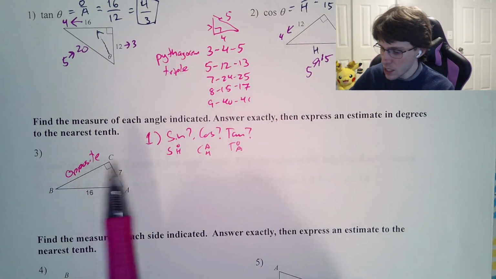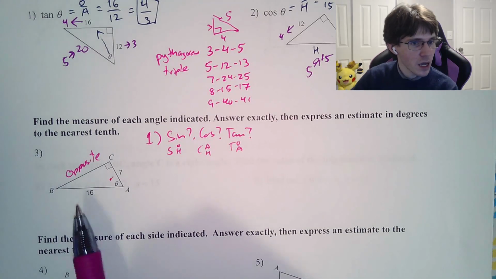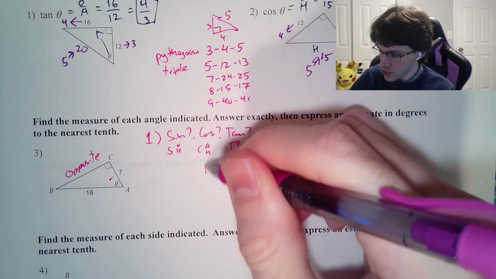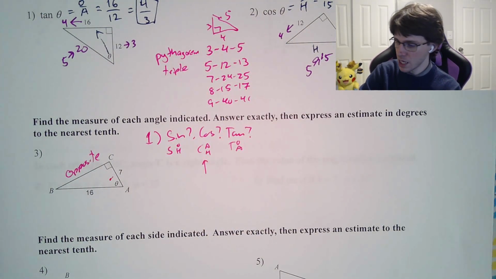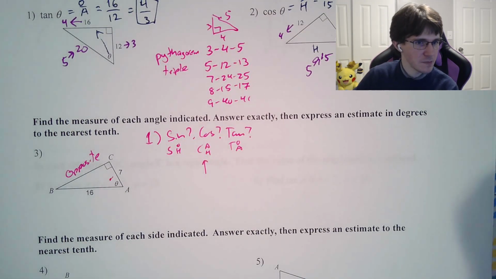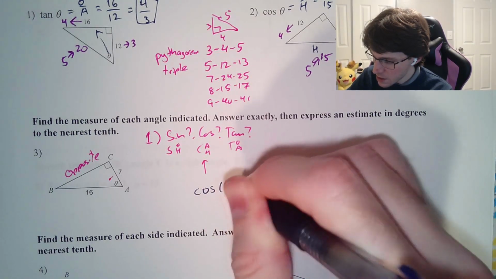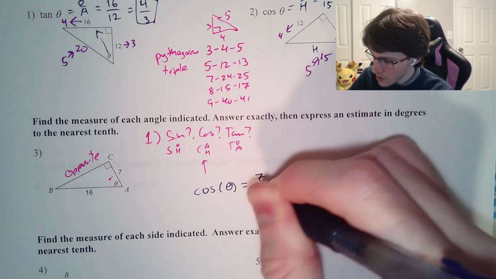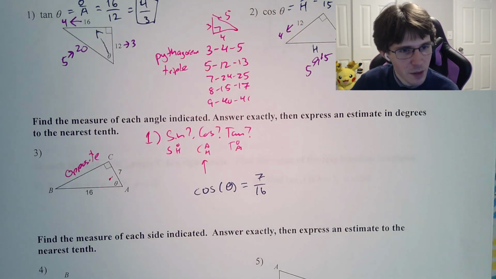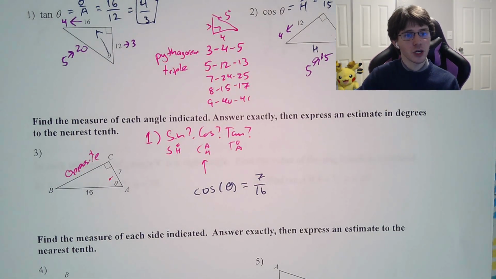SOHCAHTOA. Which one of these has the adjacent side and the hypotenuse? Well, in this case, we definitely have the tangent, and I don't know why I didn't switch back to my black pen. So we have this cosine. Specifically, we could say that the cosine of theta is equal to 7 divided by 16, that adjacent side over the hypotenuse, and we have created a true equation.